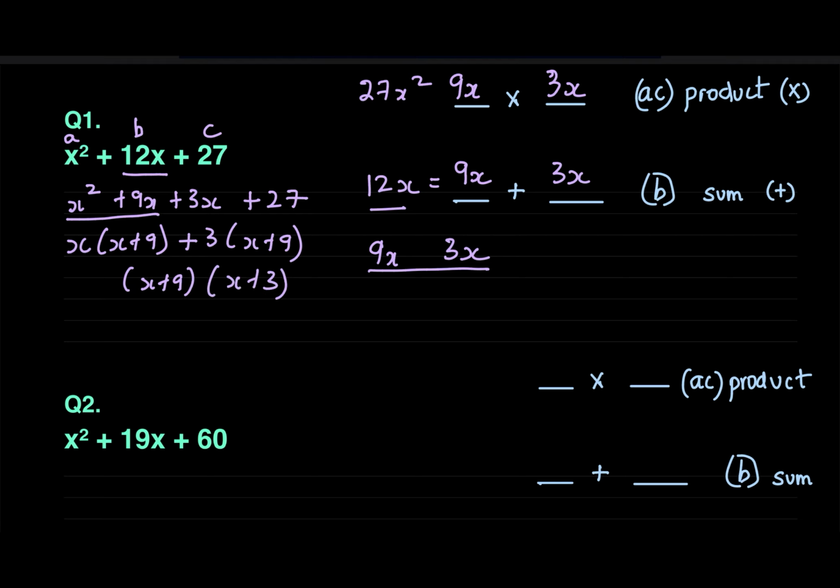That's it. We have done factorizing this. X plus 9 will come here once, and what is outside will come here. I'm going to do 10 such sums, so I'm sure you will get a hang of it by the end of this video. Stay with me.